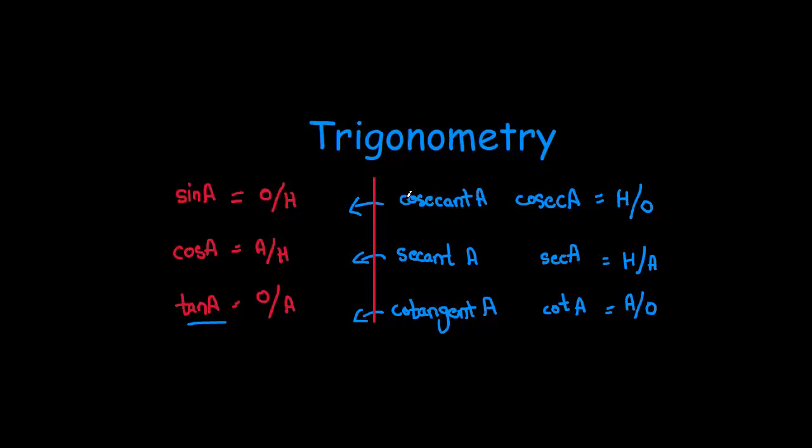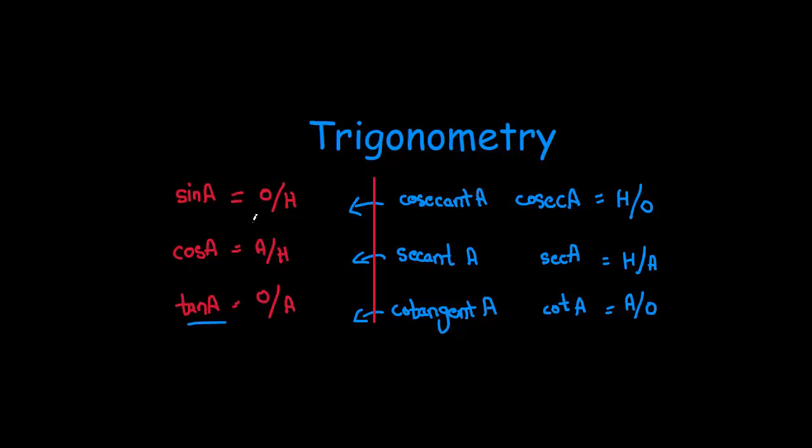You don't even need to remember this as much, but you just need to remember cosecant is the inverse of sine. And when I say inverse, I mean 1 upon sine A, right? So if you take sine A and make it 1 upon sine A, here it becomes H by O.